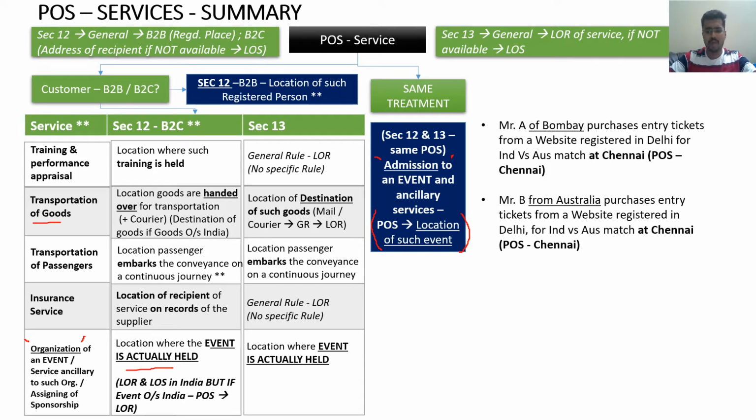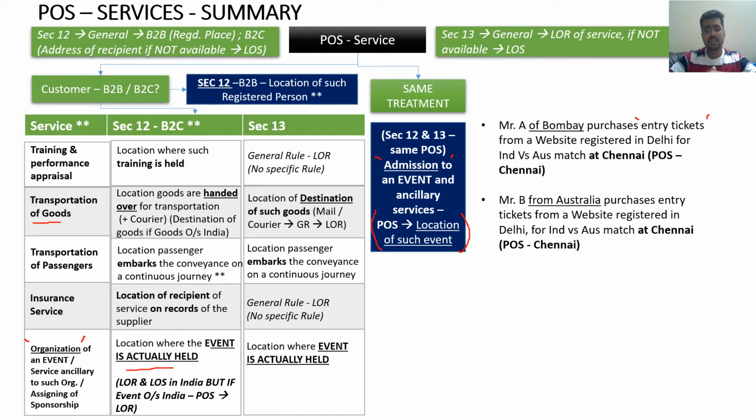Mr. A of Bombay purchases entry tickets, right? So this is, guys, entry tickets. He purchases entry tickets from a website registered in Delhi, for an India versus Australia match at Chennai. So the first thing, what do you need to see, guys? Is it section 12 or section 13? So here A is from Bombay, the website is from Delhi. So the supplier and the receiver both are in India, section 12.